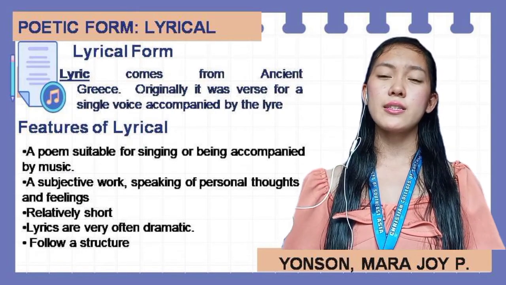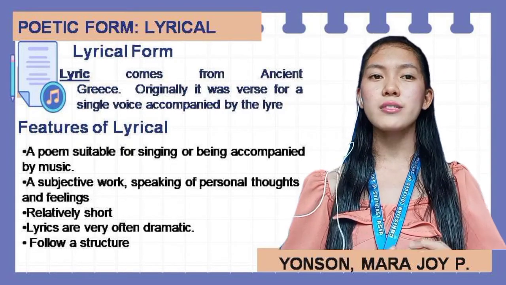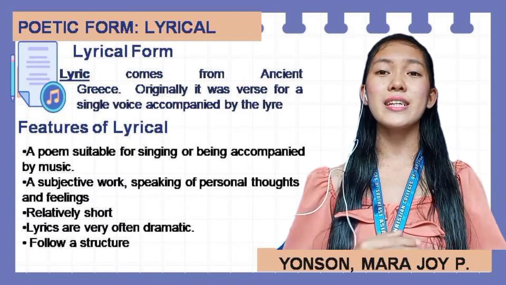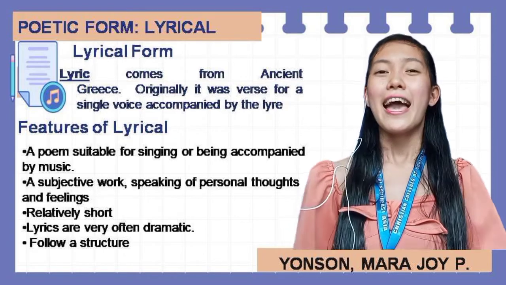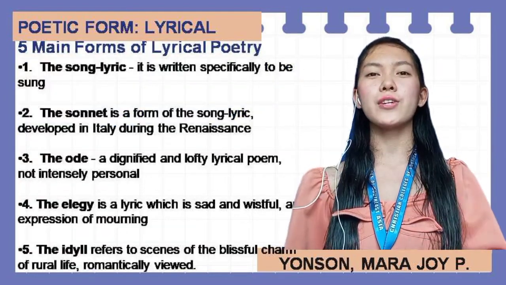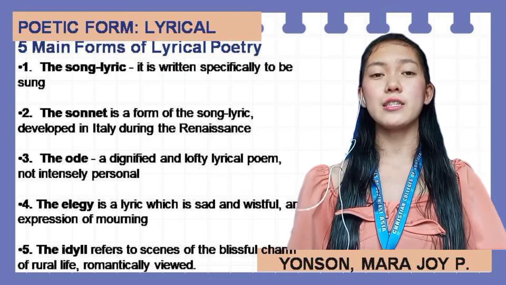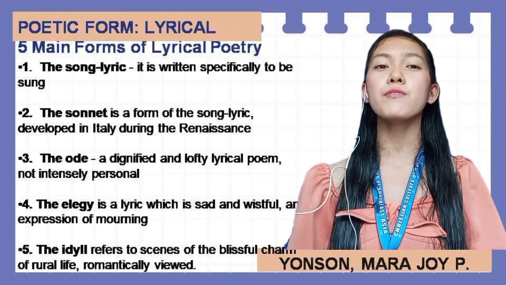First, the experience, stimulus or motive, then thoughts arising to the motive, then the body of the work, followed by an adjustment or decision, and ending with a reflective intellectual conclusion. And there are 5 main forms of lyrical poetry. First is the song lyric. It is written specifically to be sung. Second is the sonnet. It is a form of the song lyric.